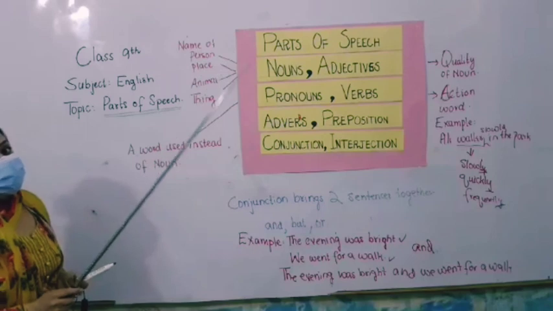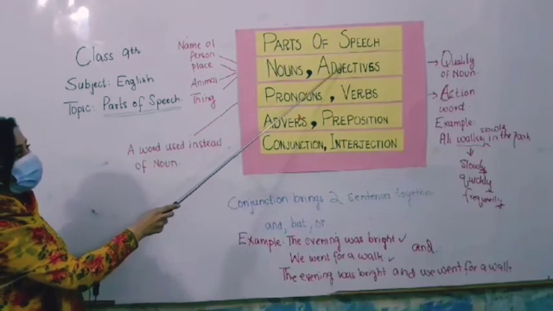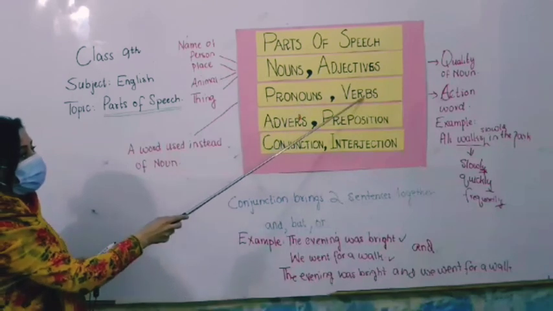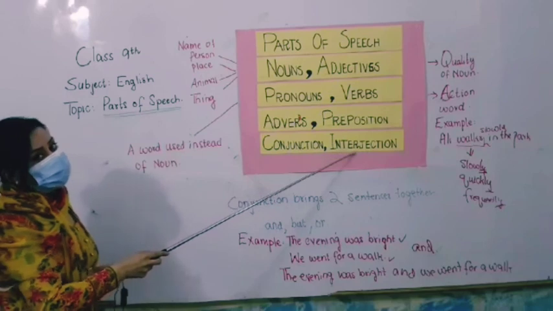Part of speech comprises of 8 parts of speech: noun, adjectives, pronouns, verbs, adverbs, prepositions, conjunctions, and interjections.